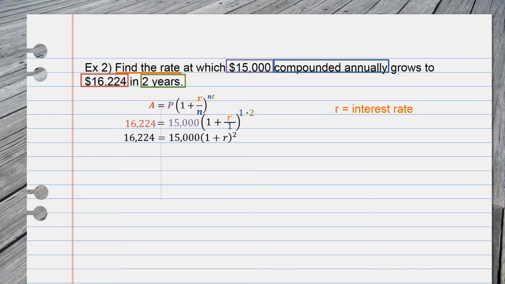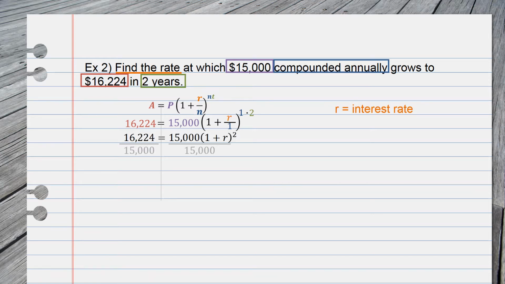We're on a mission to solve for R, but notice R is trapped inside the parentheses. So to slowly solve for R, we need to remove the outside pieces. Since the 15,000 is outside the parentheses, I need to get rid of it. Since it's currently touching the parentheses, that means it's multiplying. So to undo multiplication, we will need to divide the right side and the left side by 15,000.